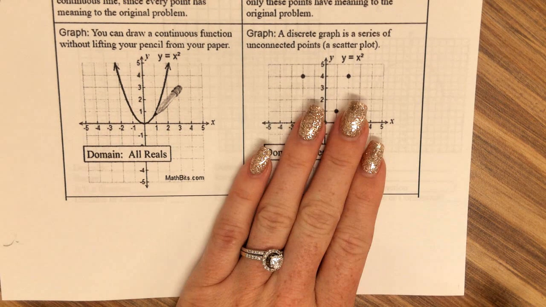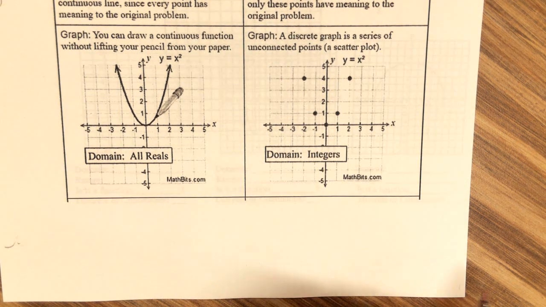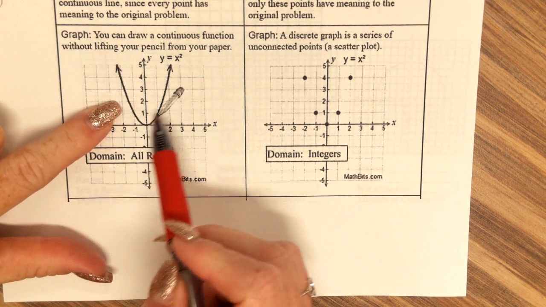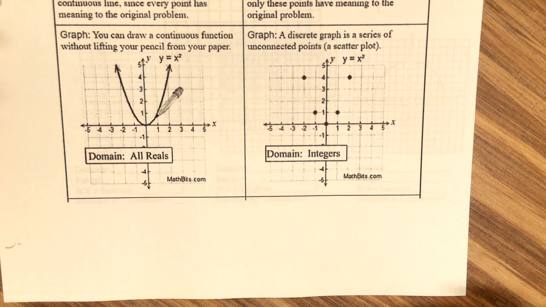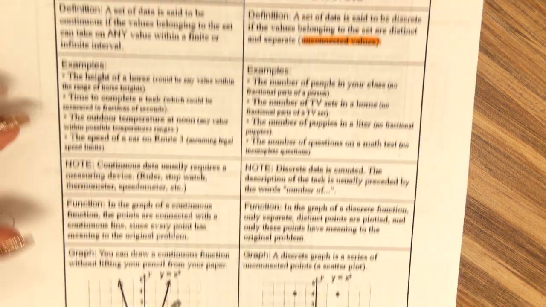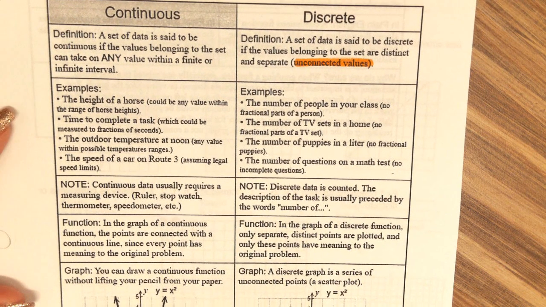Discrete are the easiest to list the domain and range because you don't need an inequality. You just list the numbers. Over here, you would have to have an inequality to list the domain and range. Okay? Now, let's go through some examples.